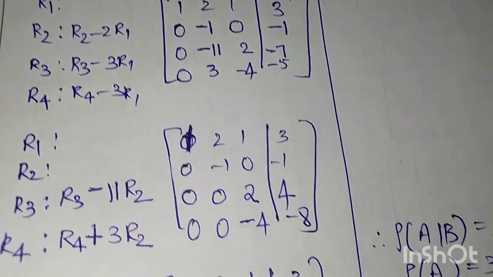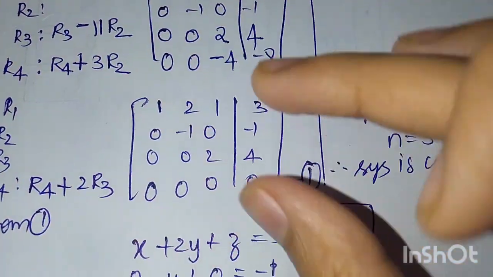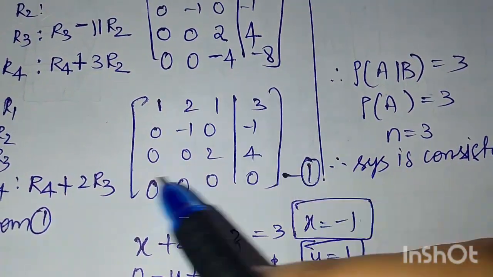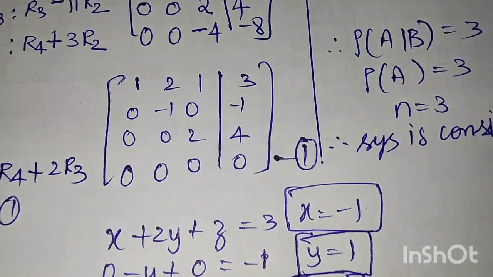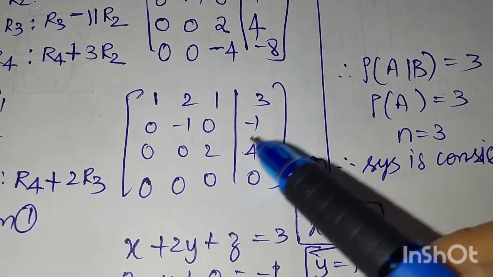See, focus on this matrix. Rank of A|B means whole. Consider this whole matrix. How many non-zero rows are there? 1, 2, 3. Therefore, rank is 3. Now consider only rank of A. Means only this.